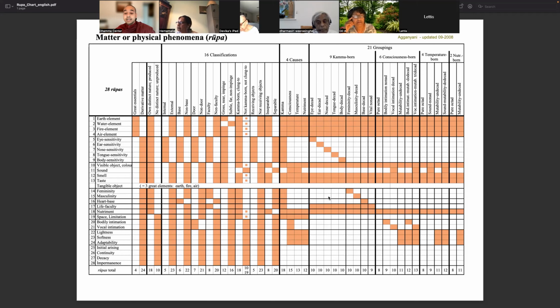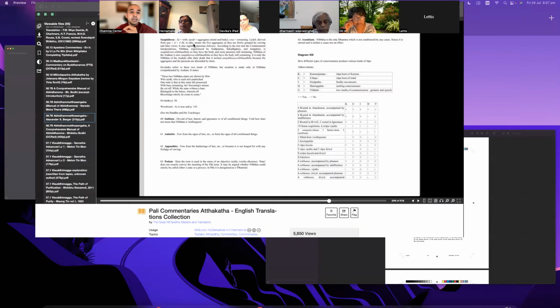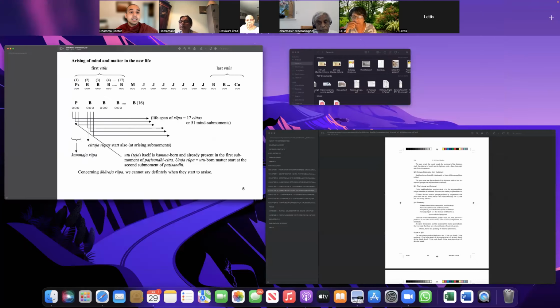Now, let us go into what was that page? This one here. It was page number 249. Yes. Thank you, Dil. Here it is. I'm going to increase it. Now let us look. This is all karma born.